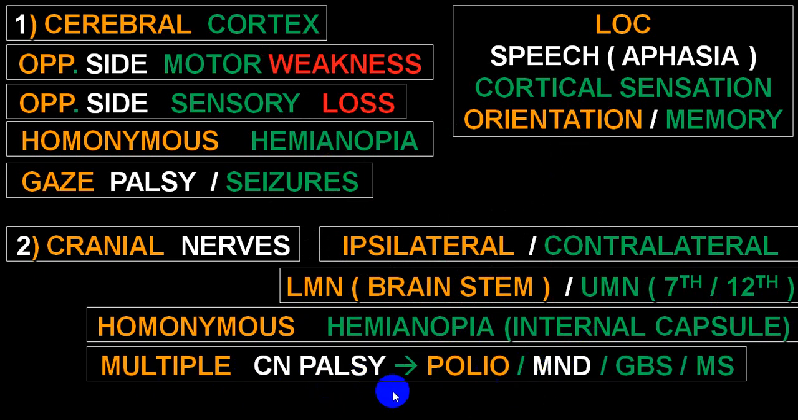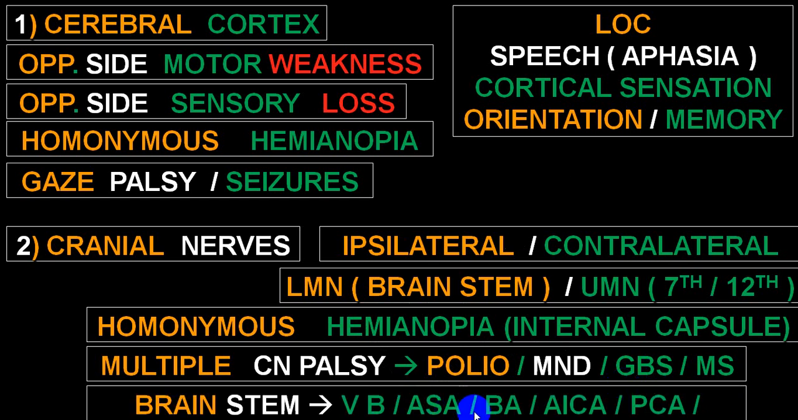Multiple cranial nerve palsy will be very common in poliomyelitis, motor neuron disease, GBS, or multiple sclerosis. More common with GBS and motor neuron disease. In poliomyelitis, particularly bulbar poliomyelitis, it can be asymmetrical, while in GBS, it will usually be symmetrical.